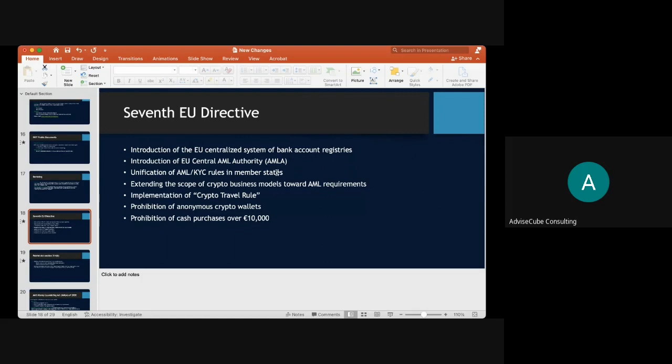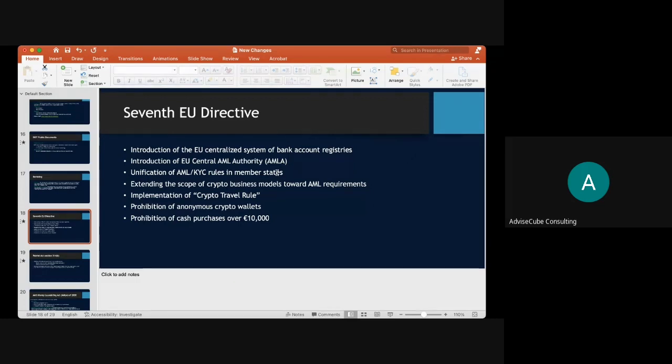Okay, introduction of EU central AML law. They are trying to have a new EU authority that will transform this supervision in the EU, through their central authorities or central banks. Okay. Unification of AML rules in member states. They are trying to have unified AML requirements within the countries that are under the umbrella of the EU.